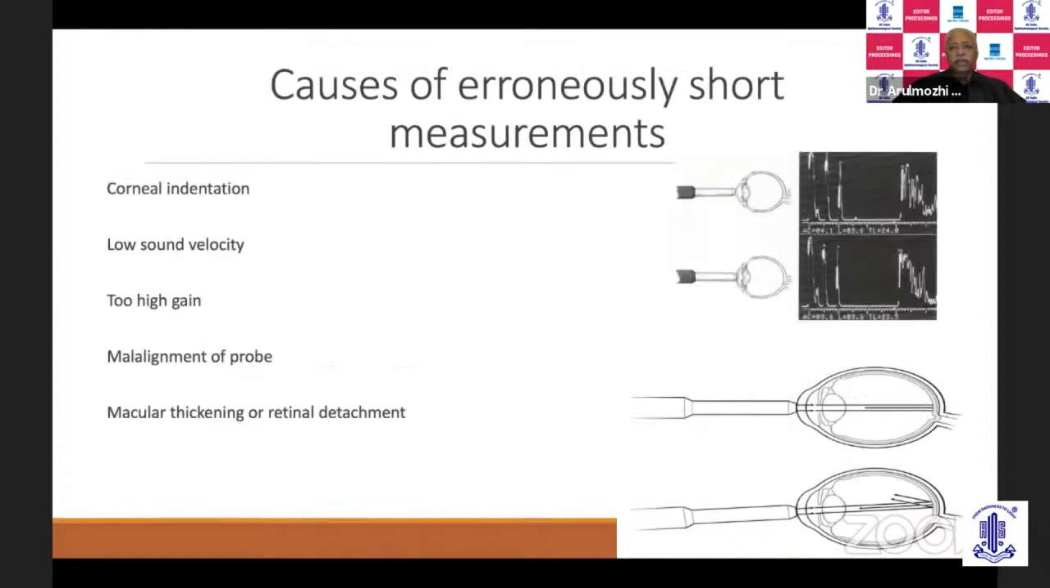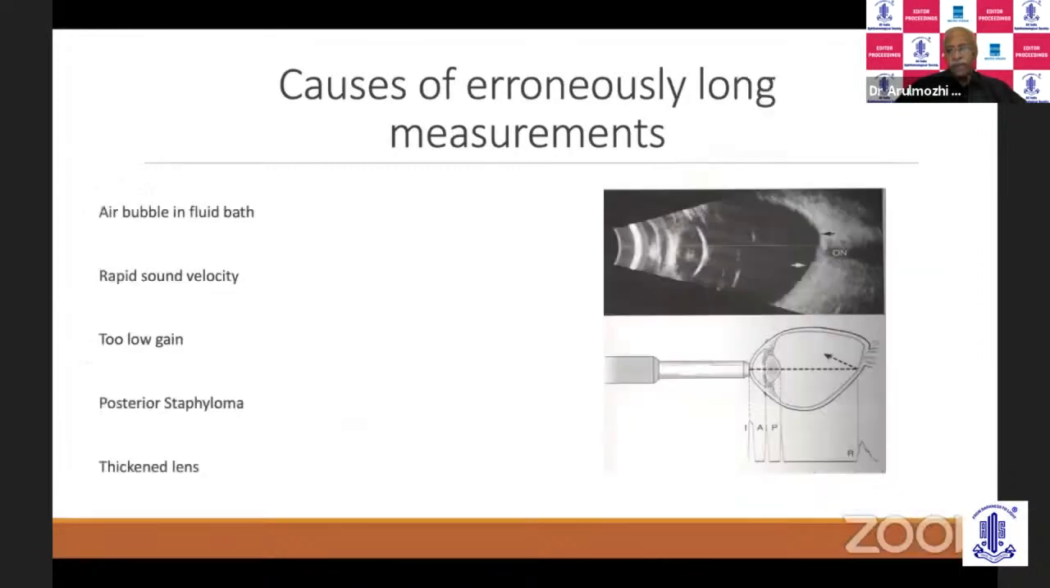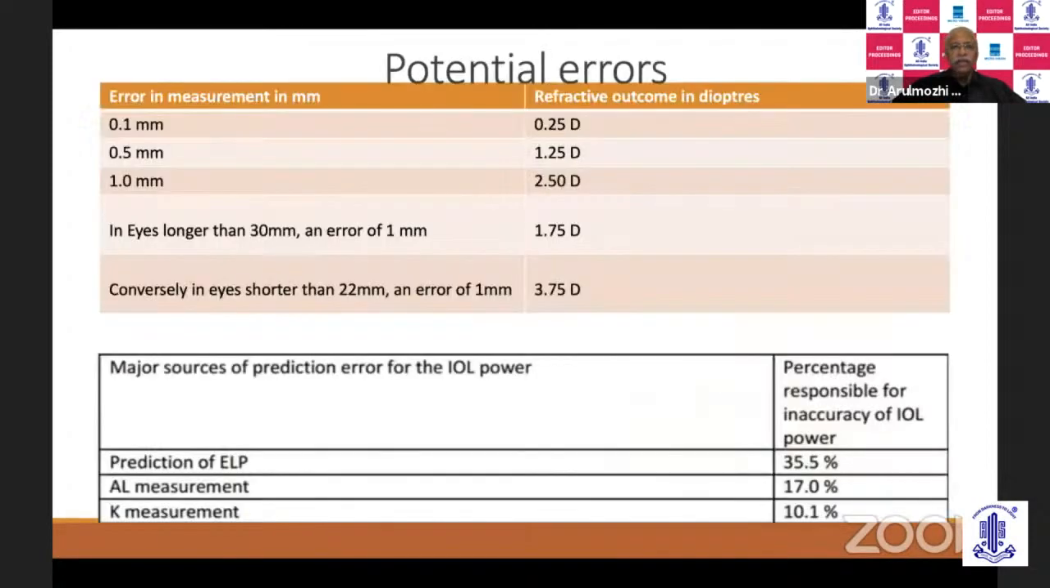So erroneous short measurements: corneal indentation, low sound velocity, too high a gain, malalignment of the probe, most important. I cannot overemphasize that the probe should be perfectly perpendicular to the iris plane. Erroneous long measurements: if you're doing immersion and there are bubbles in the fluid bath, then you will get erroneous long measurements. The sound velocity has been wrongly entered, too low a gain, posterior staphyloma, or a very thick lens.